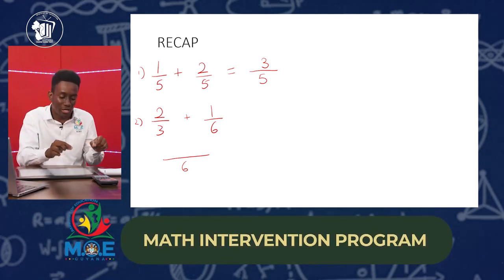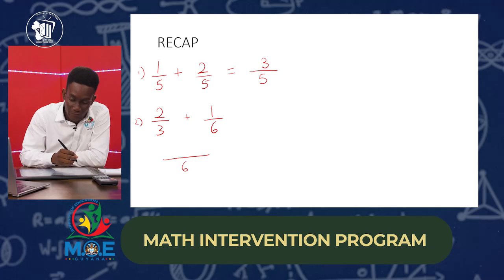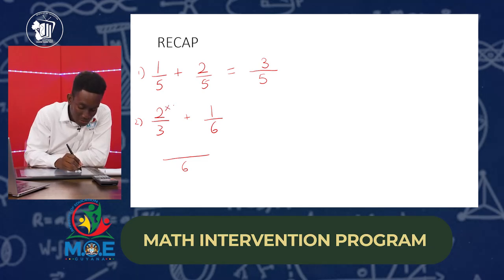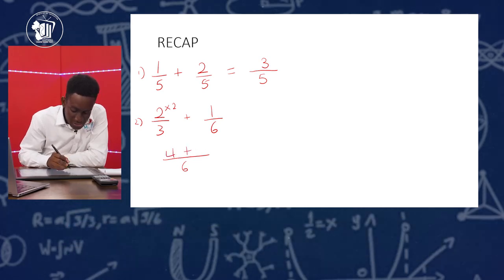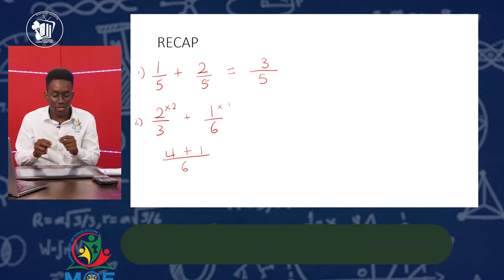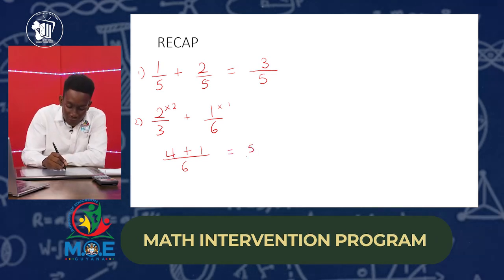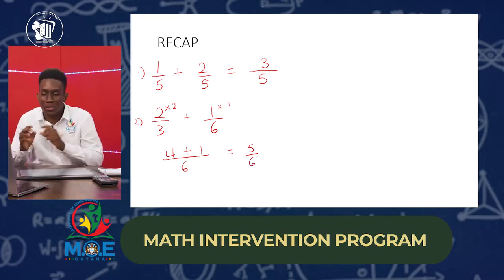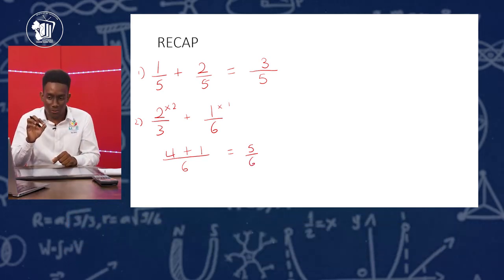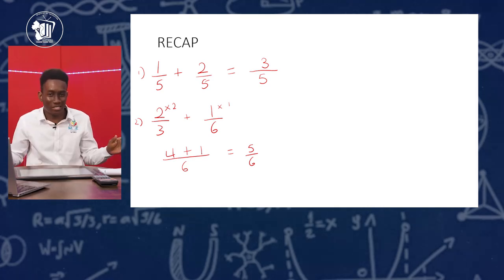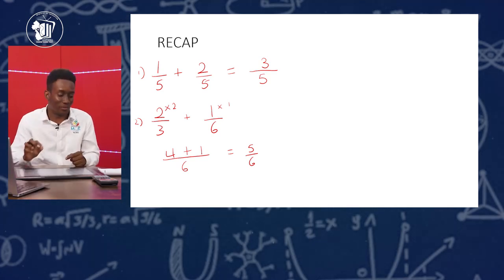So in the first fraction, we have 6 divided by 3, which gives you 2. You take that answer and multiply it by the numerator, so 2 twos gives you 4. Plus 6 divided by 6 gives you 1, and we take that answer and multiply it by the top, so 1 times 1 is 1. Now we have 4 plus 1, which gives you 5 over 6. So when we add 2 over 3 plus 1 over 6, we have 5 over 6. When the denominators are not the same, we find the LCM and then we divide and then multiply.